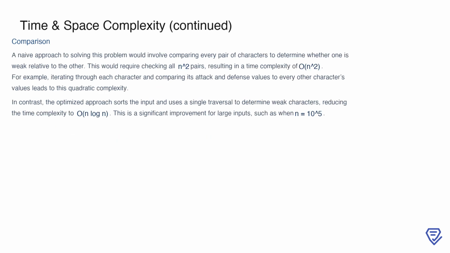To understand how efficient this solution is, let's compare it to a naive approach. In a naive solution, we would compare each character with every other character to determine whether it is weak. This would require evaluating all n² pairs, resulting in a time complexity of O(n²). For example, if n equals 10,000, the naive approach would involve 100 million comparisons, which becomes computationally expensive for large inputs. In contrast, the optimized approach avoids these pairwise comparisons by sorting the characters first and then making a single traversal of the list. This reduces the time complexity to O(n log n), which is significantly faster, especially for large inputs like n equals 10 to the power of 5. By leveraging sorting and a streamlined traversal, the optimized solution performs far fewer operations than the naive approach.